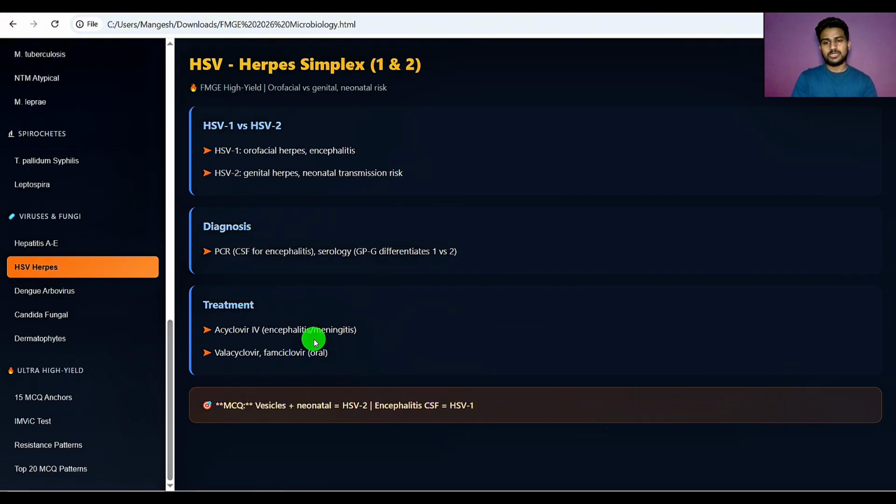Let's move towards the treatments. In treatment, in case of encephalitis or meningitis, for example HSV1, we use acyclovir, and if there is an oral lesion that is not having encephalitis or any other severe symptoms, then we can simply use valacyclovir or famciclovir. And in MCQs, they will mention things like there are vesicles, the patient is a neonate, etc. So you'll have to think in the direction of HSV2, and if there is a mention of encephalitis or meningitis or anything like that, then you have to think about HSV1.